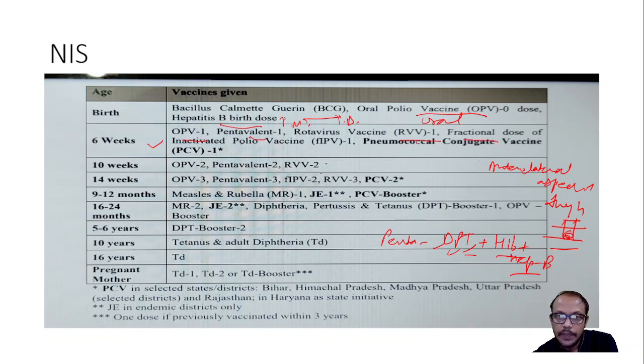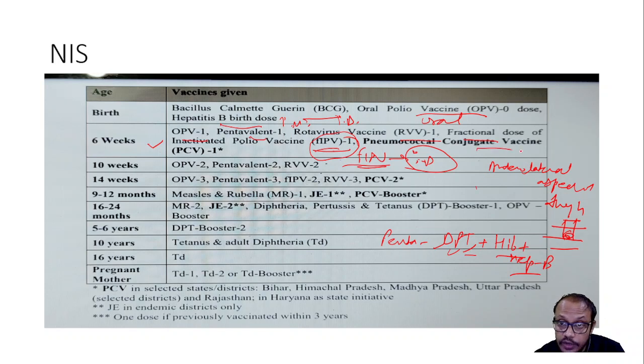Then fractional IPV is given. Injectable polio vaccine is started now, fractional dose. Usually IPV is given intramuscularly, but the fractional dose is given intradermally. IPV was earlier given intramuscularly, but now the fractional dose is given intradermally. Intradermal has 2 vaccines, BCG and IPV. Okay, fractional IPV, not IPV.